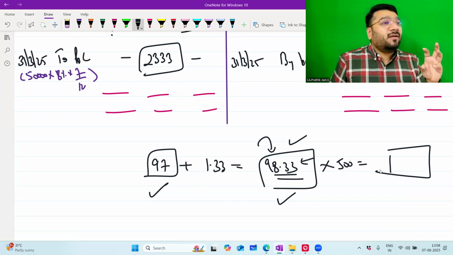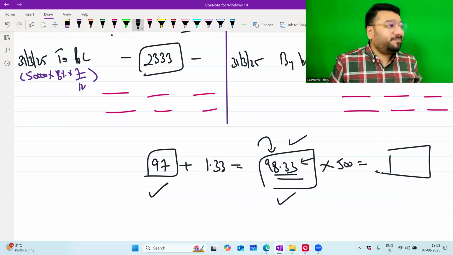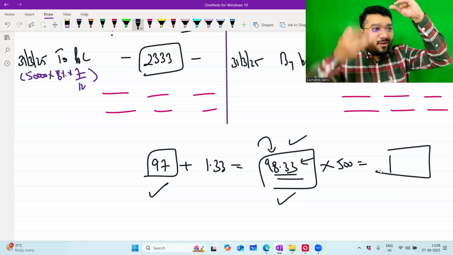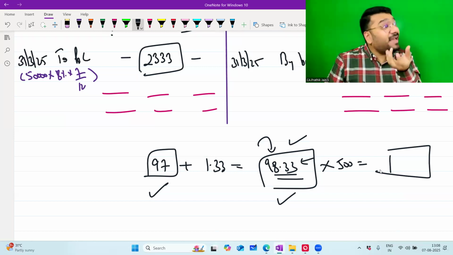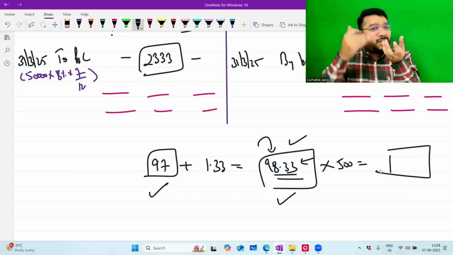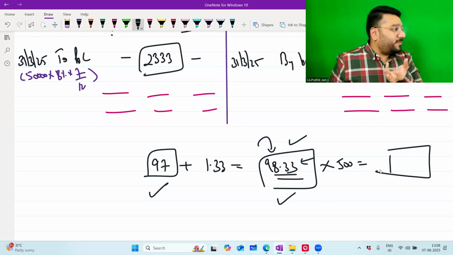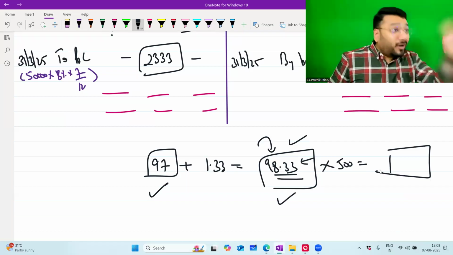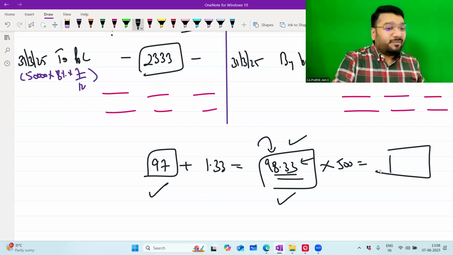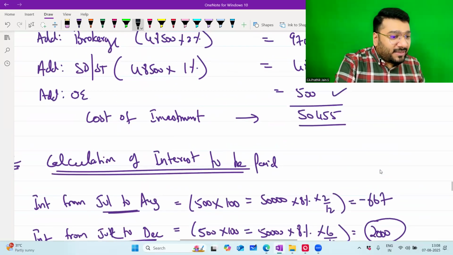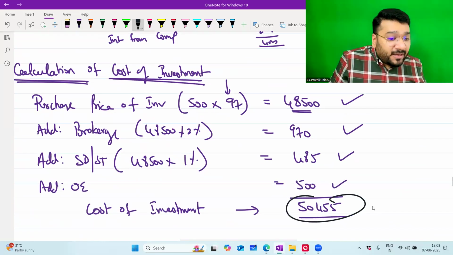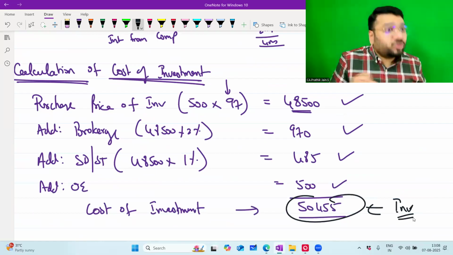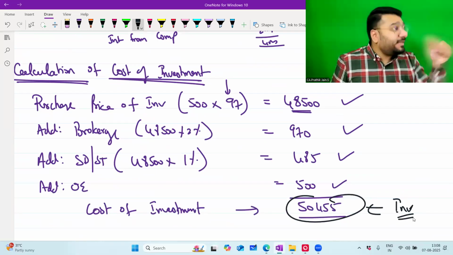So now what do you think is the formula to calculate the cost of investment? Cum interest value, from that minus interest, I'll get ex interest value. With that add brokerage, stamp duty, other expenses, I'll get the cost of investment. Why am I minusing interest? Because interest we have to account separately in the interest ledger, not in the investment ledger. Please tell me, you calculated the working here: 50445. This is the value that went to the investment account as an asset.